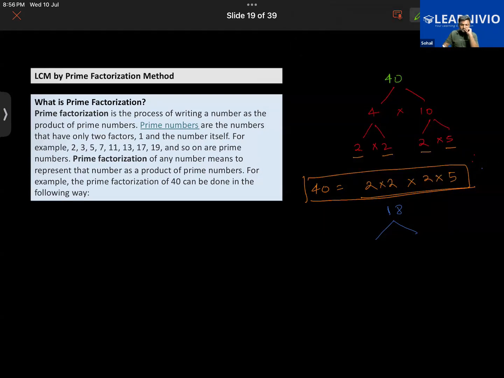Two nines are 18. Okay, then 2 is already a prime number, so no need to break it down. But 9 is not a prime number, so it needs to be broken down further. 3 times 3. So 18 is 2 times 3 times 3. Getting it now? That is the prime factorization of 18.